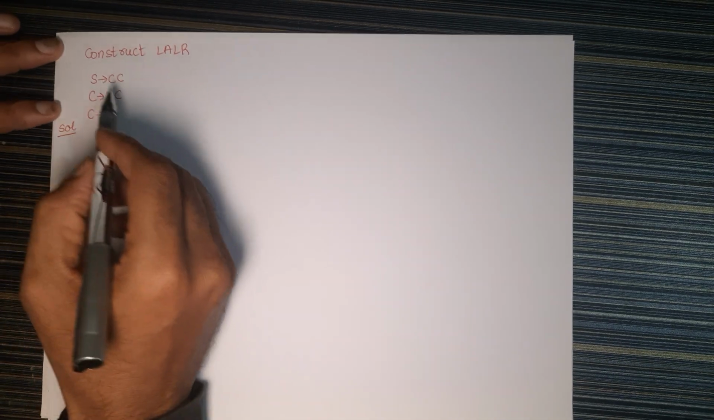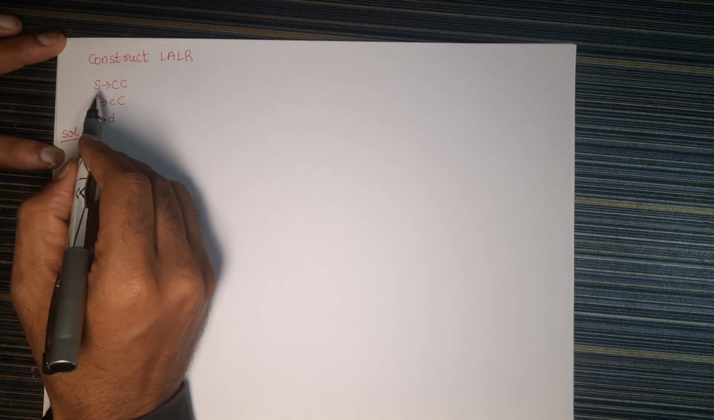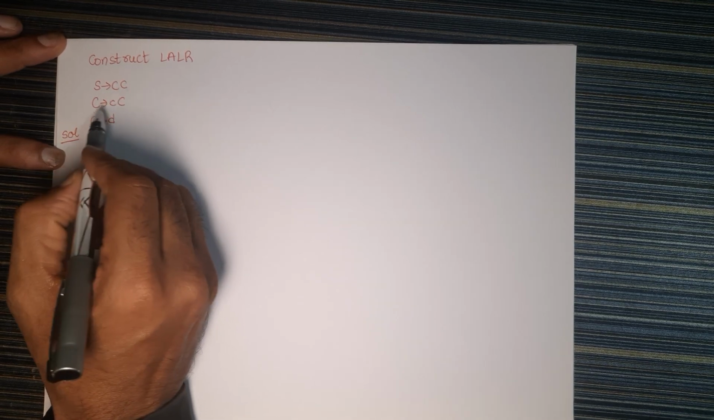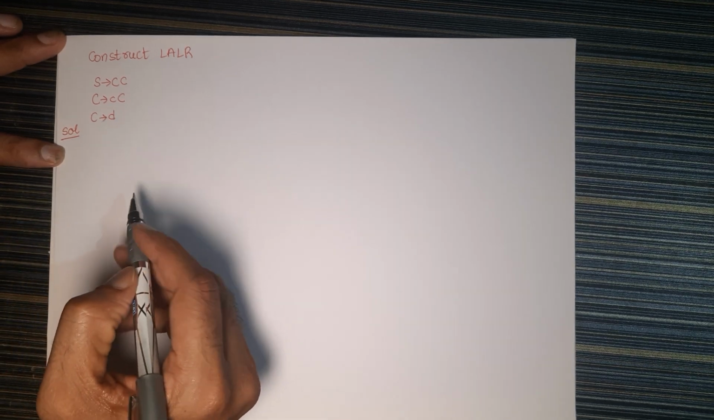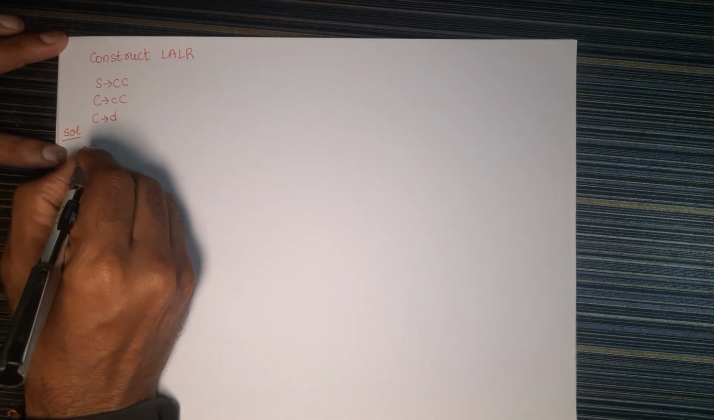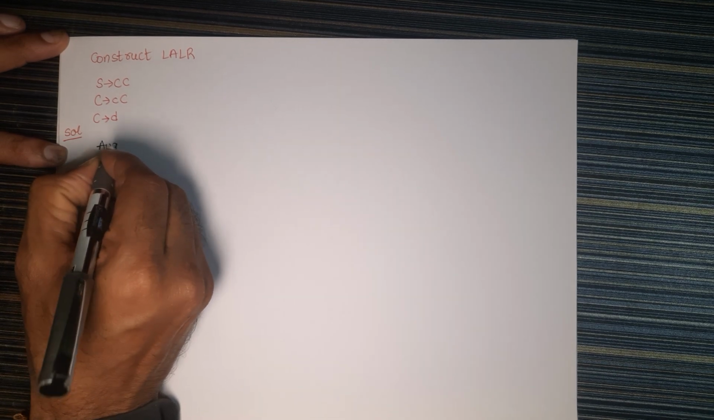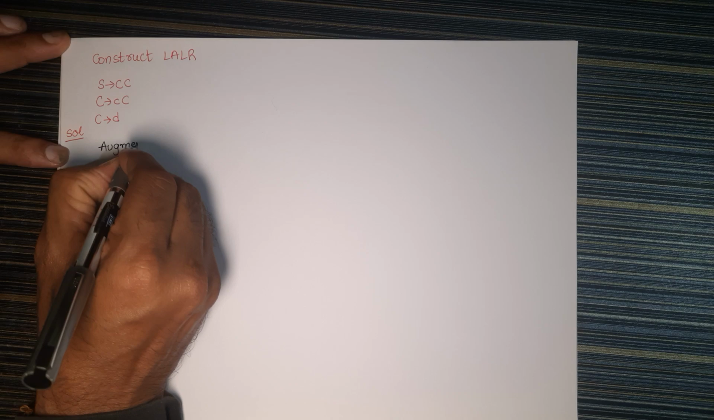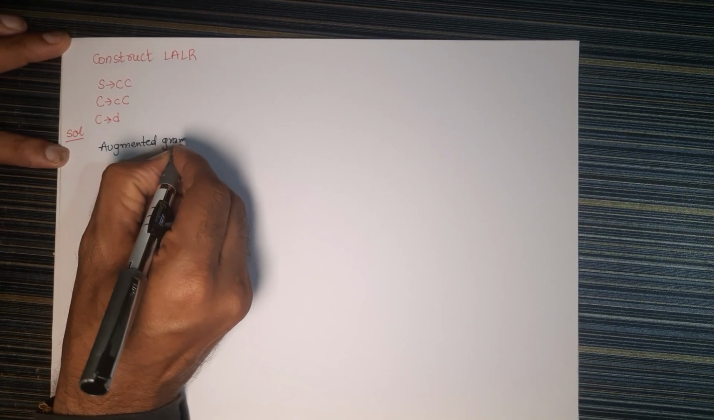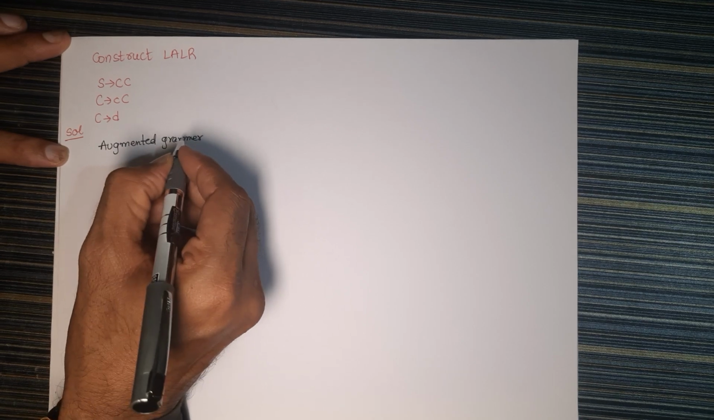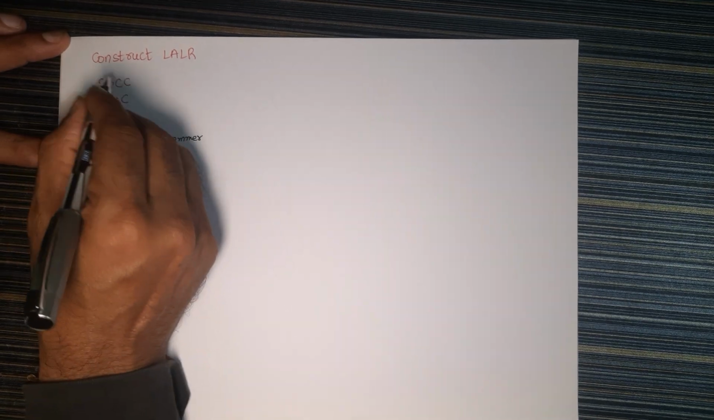Today we will discuss how to construct LALR for the grammar S → CC, C → CC, C → D. In order to construct LALR, first we need to add the augmented grammar. So how do we add this augmented grammar? Just see what the first production is.